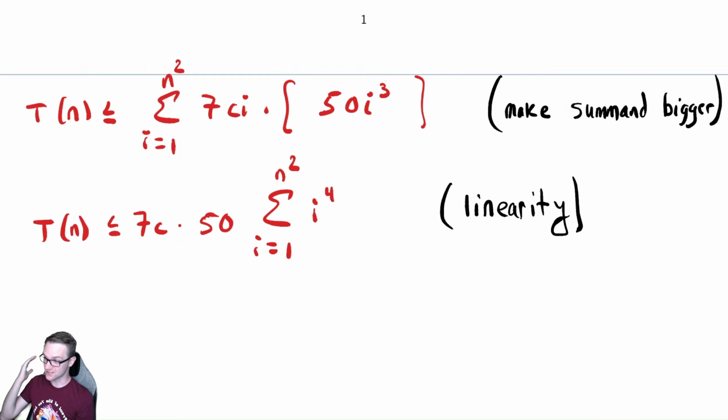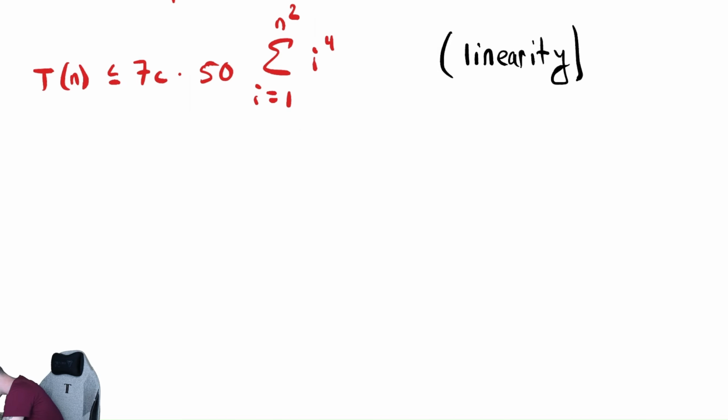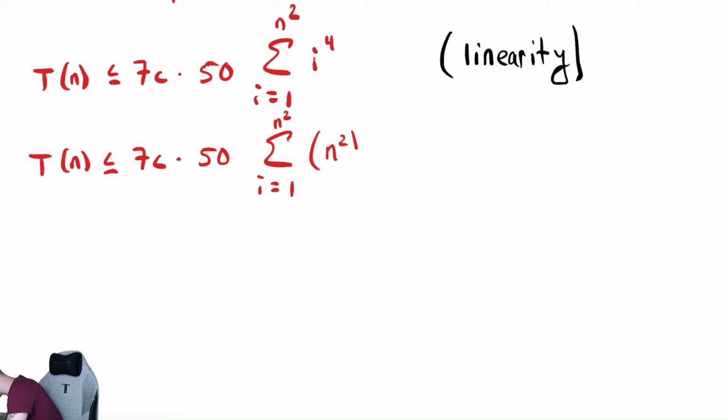Now we're going to replace the sum with the biggest term. The biggest term here occurs when i equals n squared, the largest value. So I replace every term with the max, just as we had done before. So t of n is less than or equal to 7c times 50, and then we have the sum from i equals 1 to n squared. We replace i with its largest value, which is n squared. And just as we did before, what we're doing is replacing each term with the max.